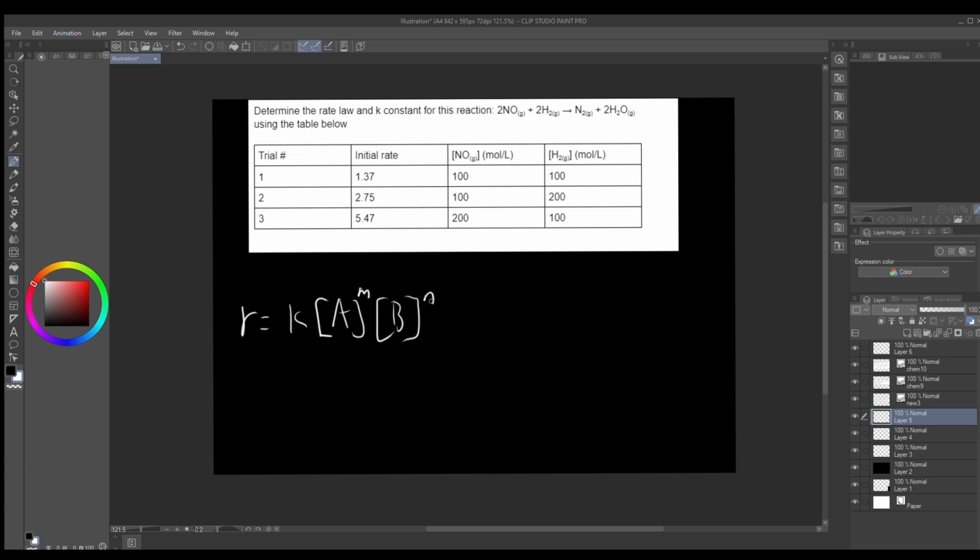And so let's look at the question over here. Determine the rate law and K constant for this reaction. 2NO gas plus 2H2 gas becomes N2 gas plus 2H2O gas. And we're given the table below to solve for the answer.